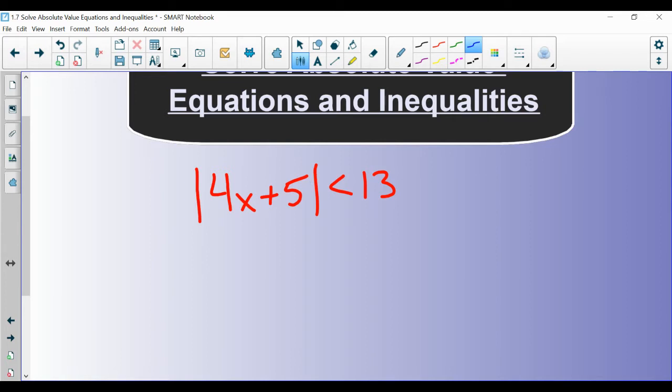So here we have the absolute value of 4x plus 5 is less than 13. Step 1 said to break this into two different problems. One of them will just say 4x plus 5 is less than 13. The other one, remember, we're going to make it negative, and we have to flip the direction of the inequality. So we have 4x plus 5 is greater than negative 13.